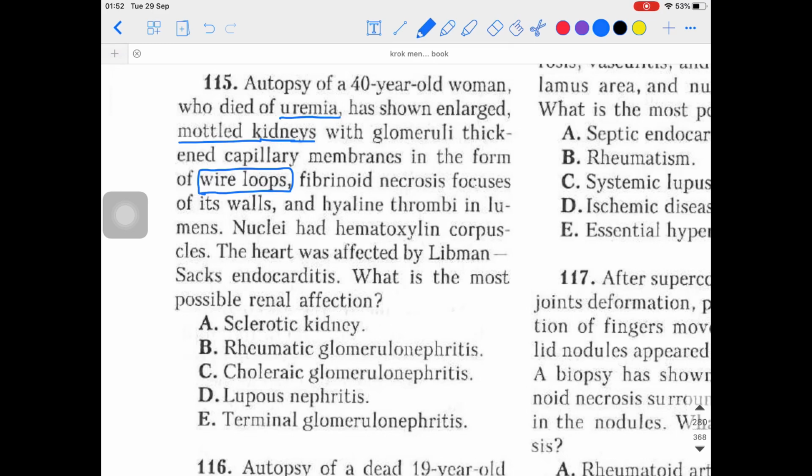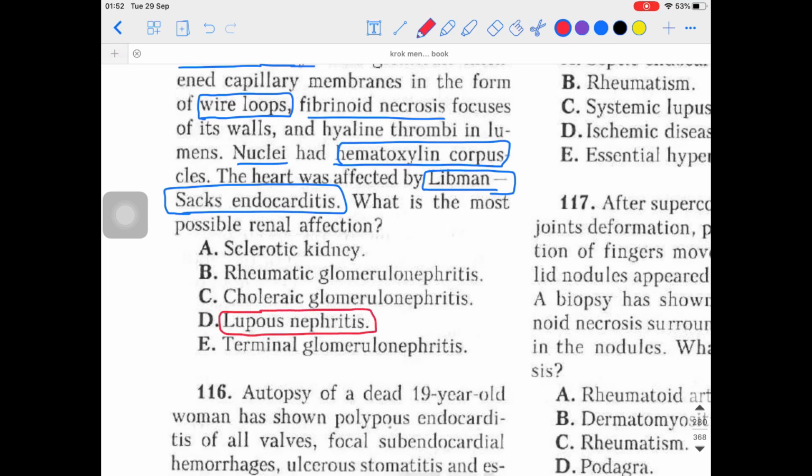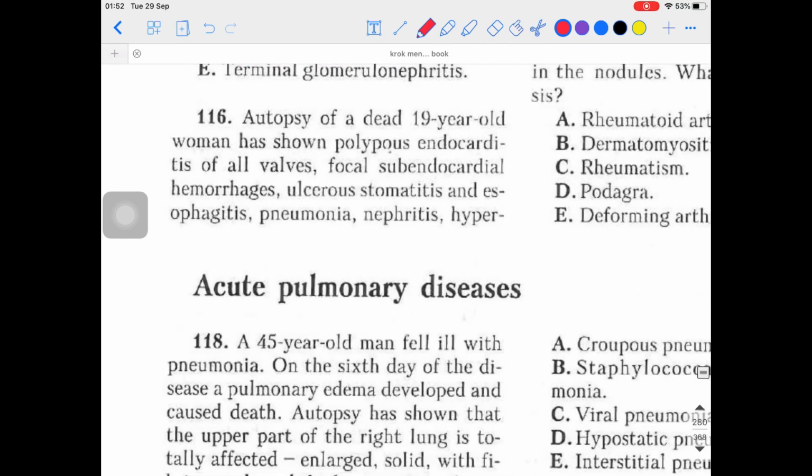Fibrinoid necrosis, focus on its walls, hyaline thrombi and hematoxylin corpuscles of the nuclei, and the heart affected by Libman-Sacks endocarditis. I have already told you that it is the finding of SLE, isn't it? So they are talking about SLE. No doubt about that, they are talking about lupus nephritis. No doubt should be there in your mind right now. Okay, so that is lupus nephritis. Let's move on to the next question.